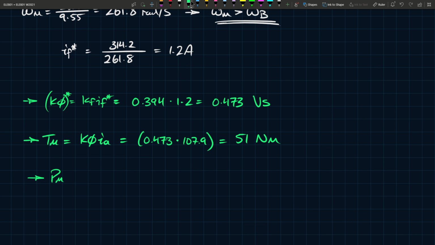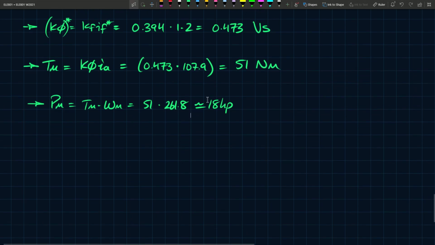So the next thing we can check is the power. The power is Tm times omega m, and that's 51 times 261.8, which gives you approximately 18 horsepower. So again, we're below our rated power, which is always a good thing. You don't want to exceed the amount of power that your machine can provide, because chances are you've done something wrong, and either your calculation is wrong, or you're in a situation where your machine will not be able to sustain that condition.